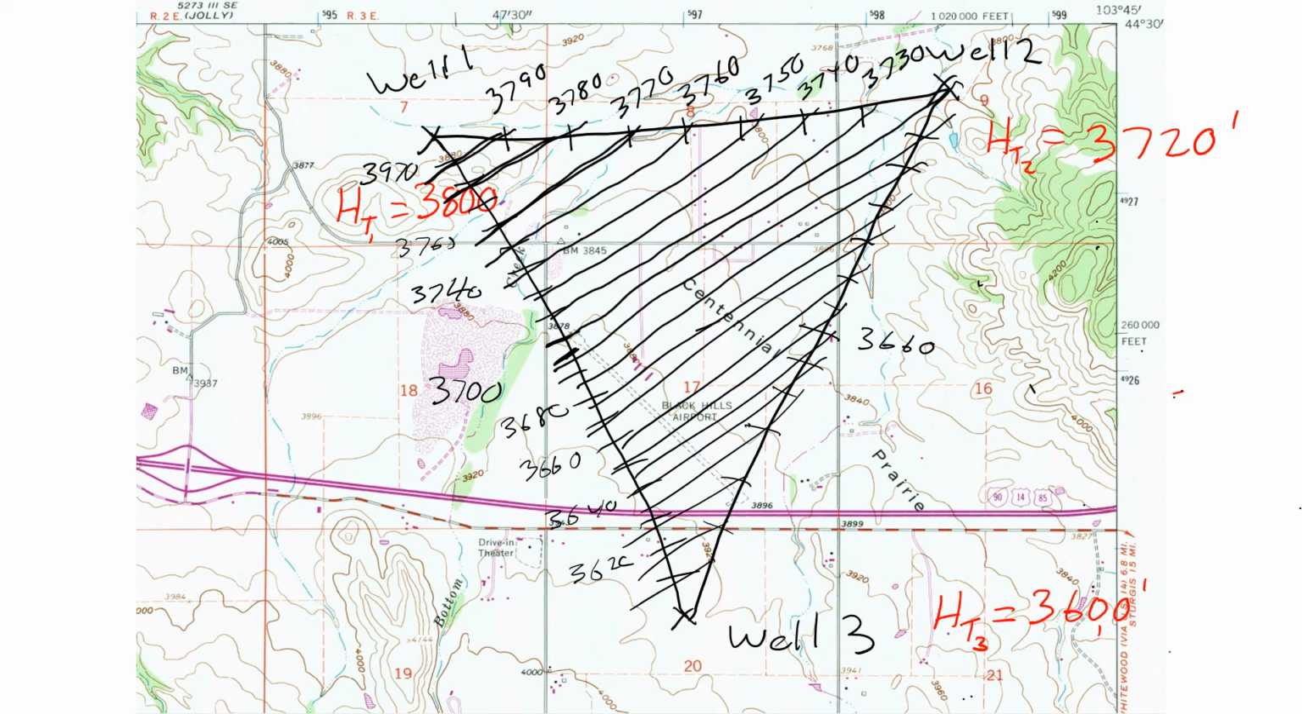Where's your highest total head value? It's at well one, right? So what you want to do is take a path. You can just start it sort of anywhere here and draw a line that is the shortest path between those contours. That would be the direction the water flows.